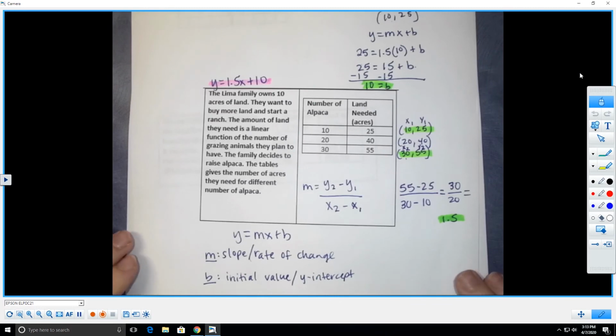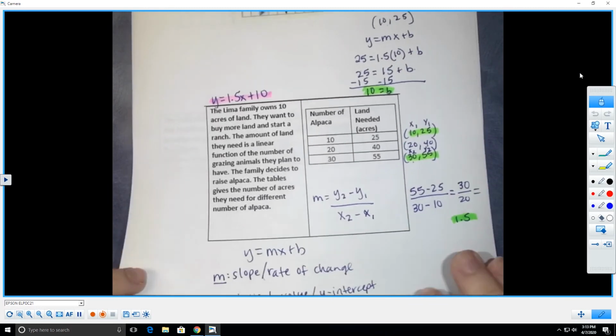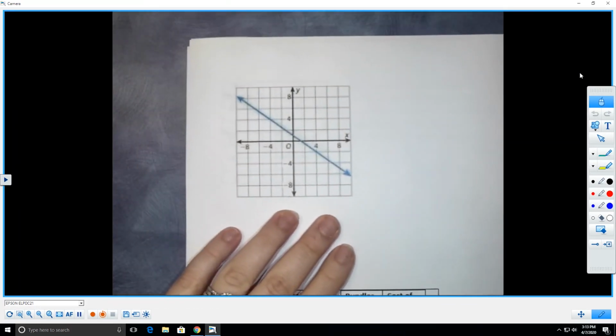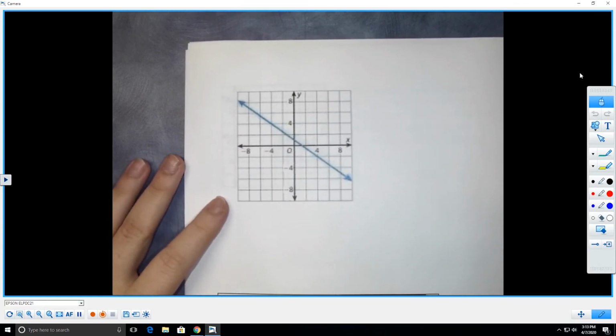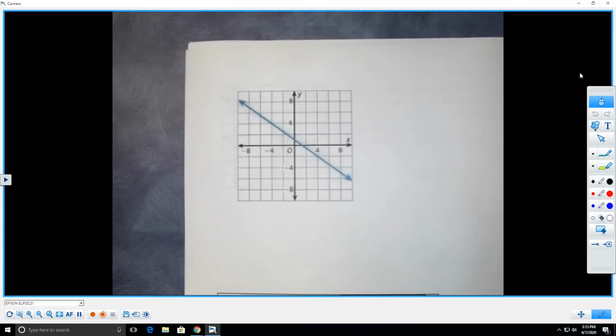Let's try another one. This time we'll use a graph. So let's use this graph here. Take a minute and see if you can identify at least 2 integer points on the line on this graph. In other words, can you find 2 points that go perfectly through the grid?